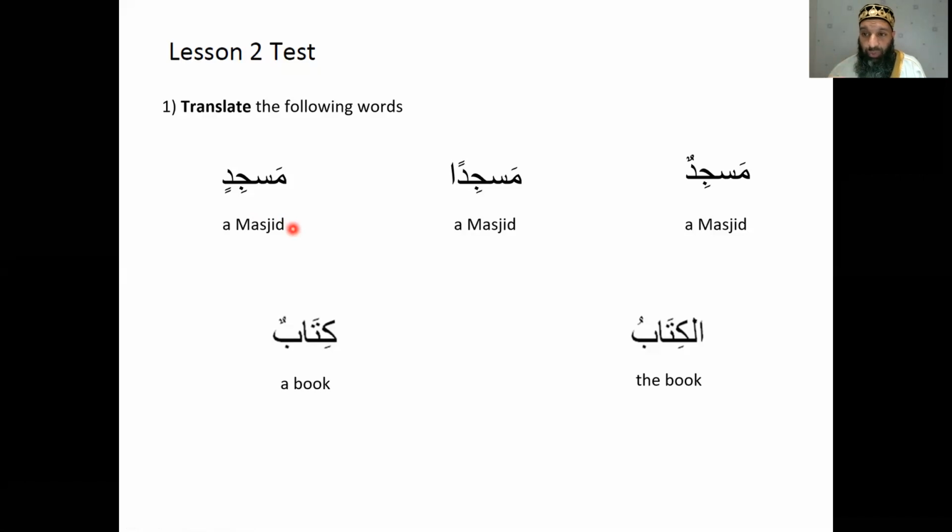Because ila is one of those words that makes the next word majroor. But all you need to know for the time being is masjid, masjid, masjid. Masjidun means a masjid. Masjidan means a masjid. Masjidin means a masjid. Why do you have an alif after this dal? Somebody's asking. Because in Arabic, at the end, when you get a double fatha, an alif just appears.